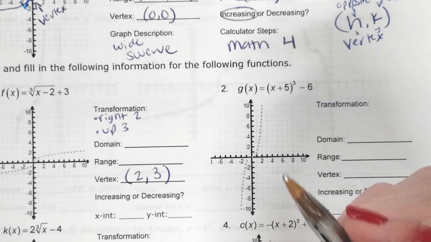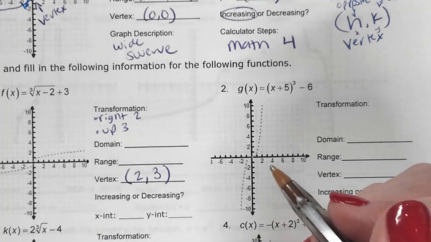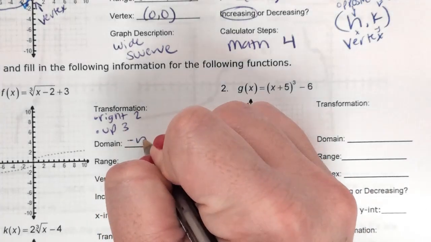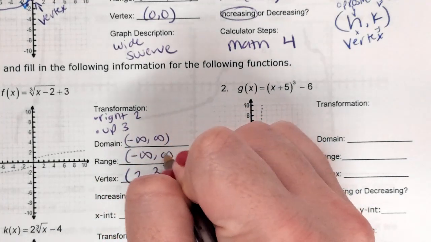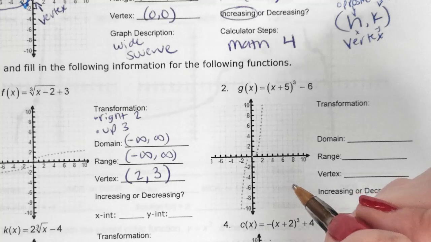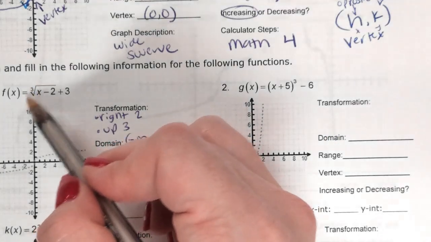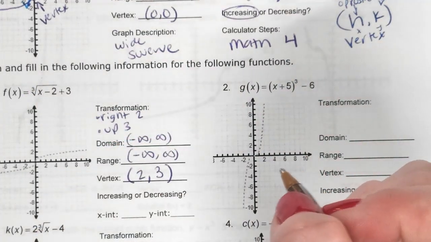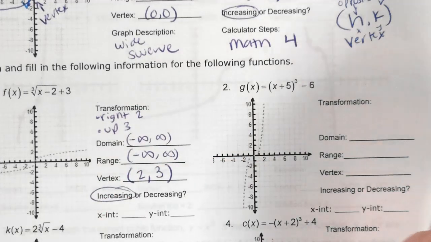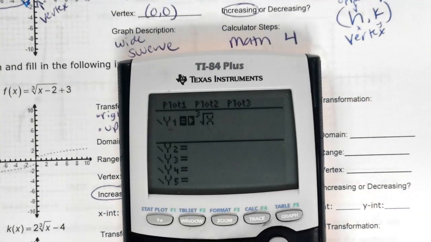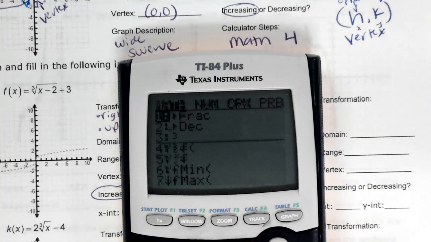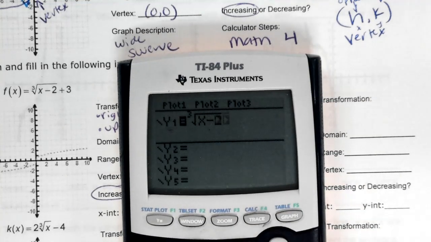Okay. What did we say domain and range is always for these? All real numbers, negative infinity to positive infinity. And A is positive, so is this increasing or decreasing? Now, x-intercept and y-intercept you can't find without typing it in. So we're going to type it in. We have math 4, x minus 2, come outside the house and put plus 3.